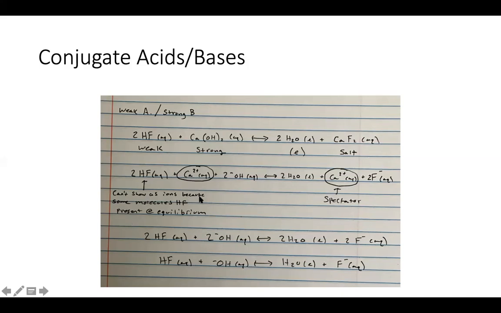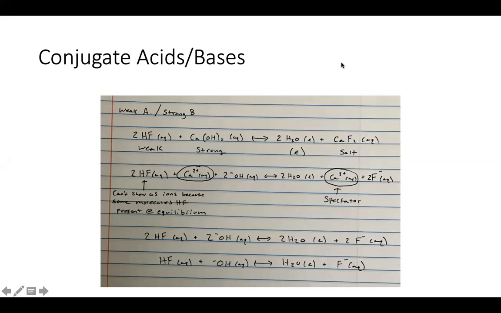So I'm going to rewrite this equation without my spectator ions. I have 2 HF plus hydroxide goes to water and F minus. And so my net ionic equation would be my weak acid, hydrofluoric acid, plus hydroxide goes to water and my conjugate base.